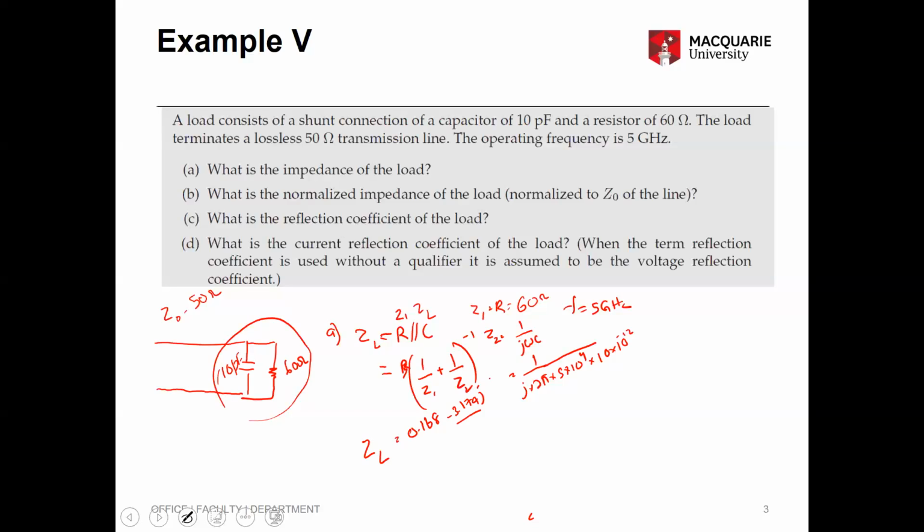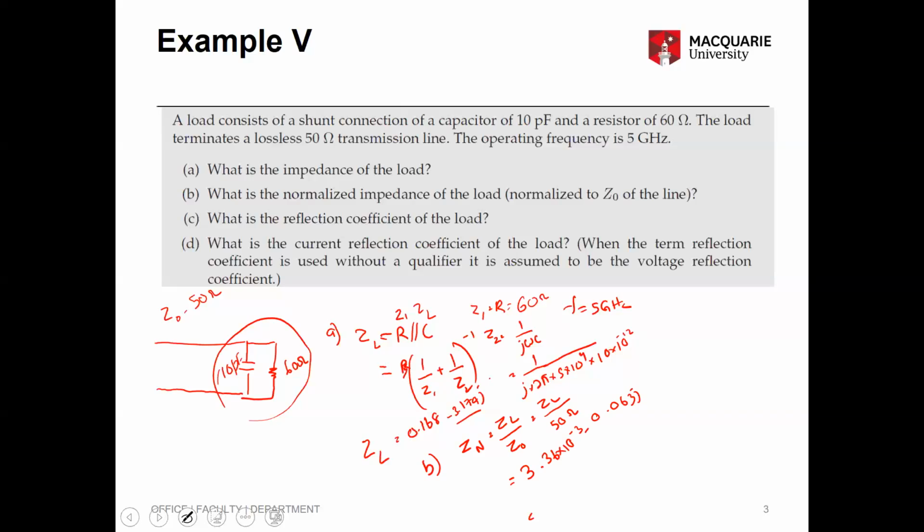When we define normalized impedance, it's basically Z normalized equals the load impedance, or whatever the impedance, divided by Z0. That's normally 50 ohm. So we tend to talk about all the systems in terms of 50 ohms. We try to normalize them to 50 ohms. So divide Z load by that, and you will end up with the value 3.36 times 10 to the power minus 3 minus 0.063j.